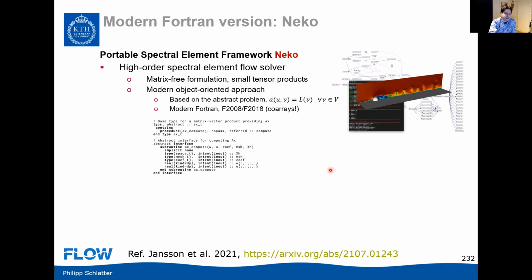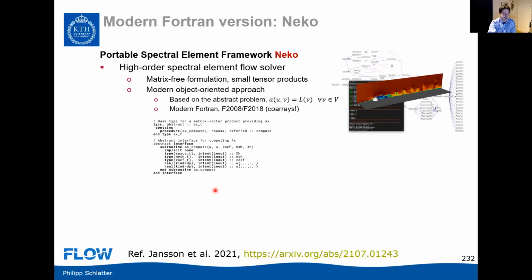And finally, we have also been working on, how should I say, a refactoring perhaps of NEC5000 into a modern Fortran version, which we call Neko, which is a framework for spectral element simulations, where we can really, in an object-oriented way, construct using Fortran 2008 and modern aspects of Fortran. We can create our simulations as various objects and then solve using the kernels of NEC5000.